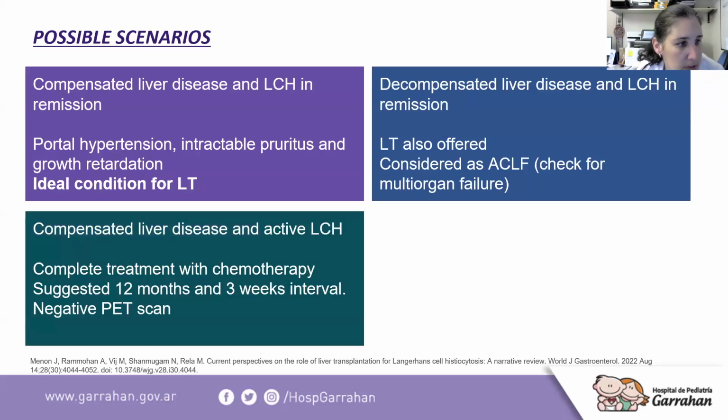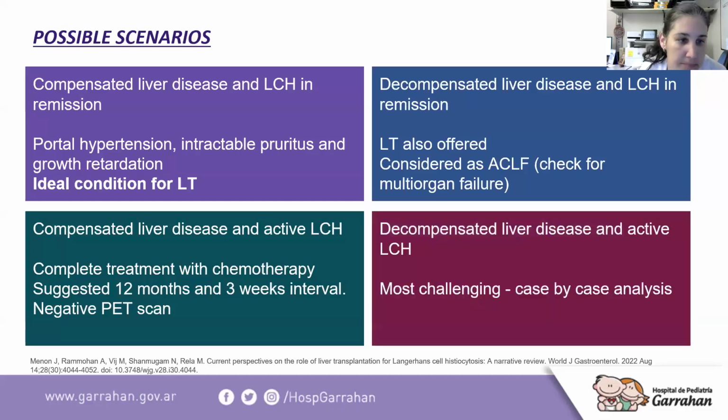The third scenario is when we have, in this case, compensated liver disease, but active LCH. Now, what we try is to complete treatment with chemotherapy. The suggested time is 12 months, and then to have a negative PET scan. So if we accomplish the remission of the disease, then we go back to scenario number 1 and we can perform the liver transplant. As the condition in the liver is compensated, we assume that we have time to do the treatment in a complete way.